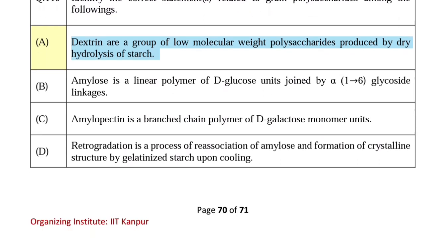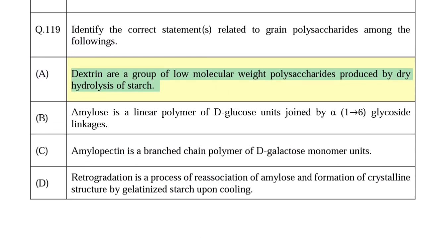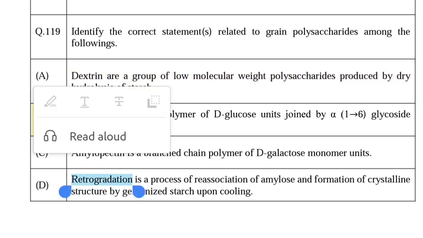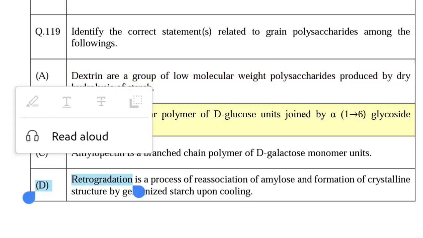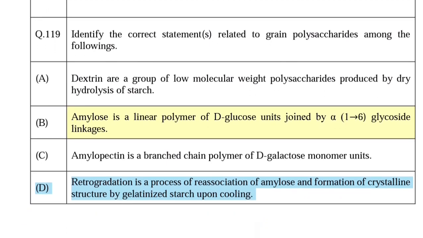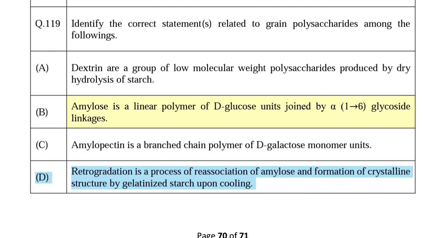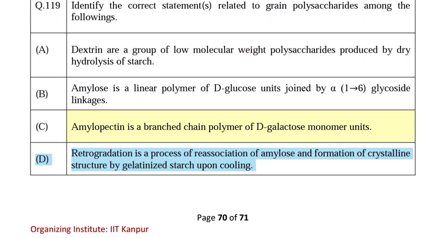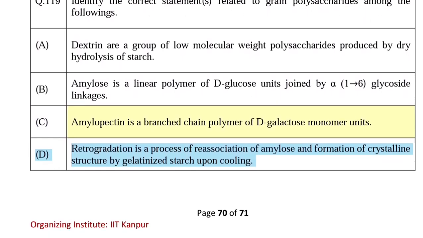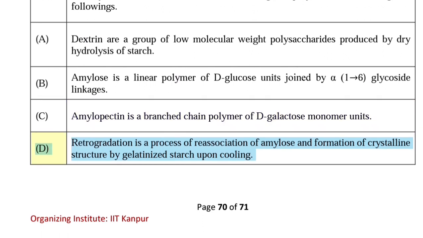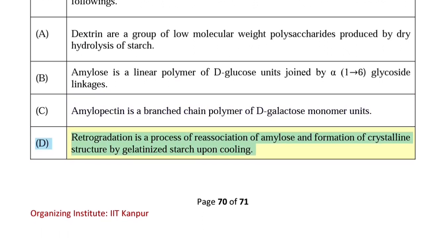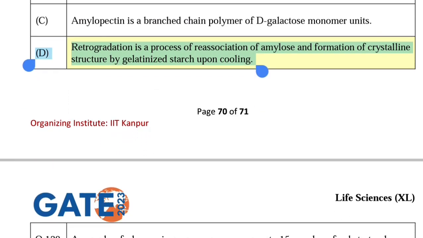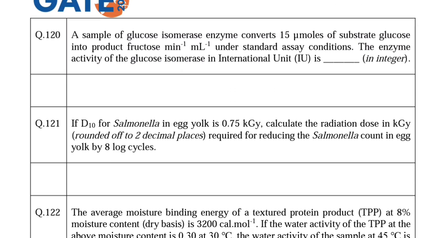Identify the correct statements related to grain polysaccharides among the followings. A. Dextrins are a group of low molecular weight polysaccharides produced by dry hydrolysis of starch. B. Amylose is a linear polymer of D-glucose units joined by alpha-1→6 glycoside linkages. C. Amylopectin is a branch-chain polymer of D-galactose monomer units. D. Retrogradation is a process of reassociation of amylose and formation of crystalline structure by gelatinized starch upon cooling.